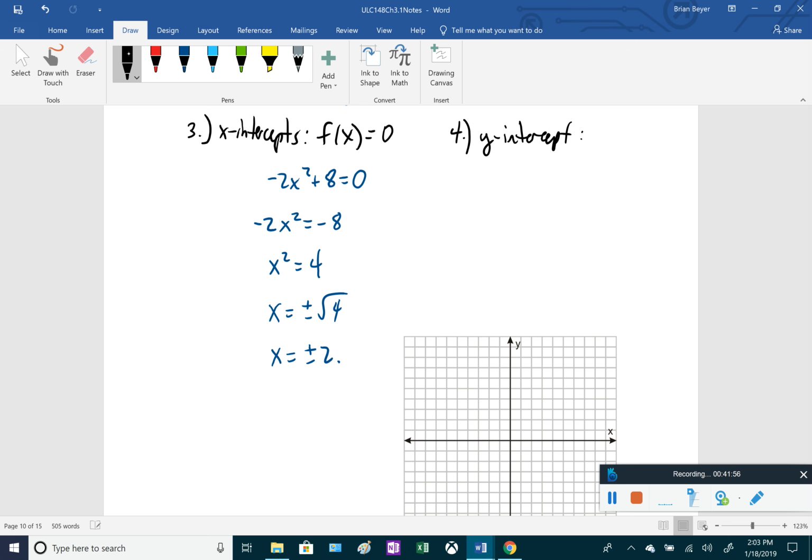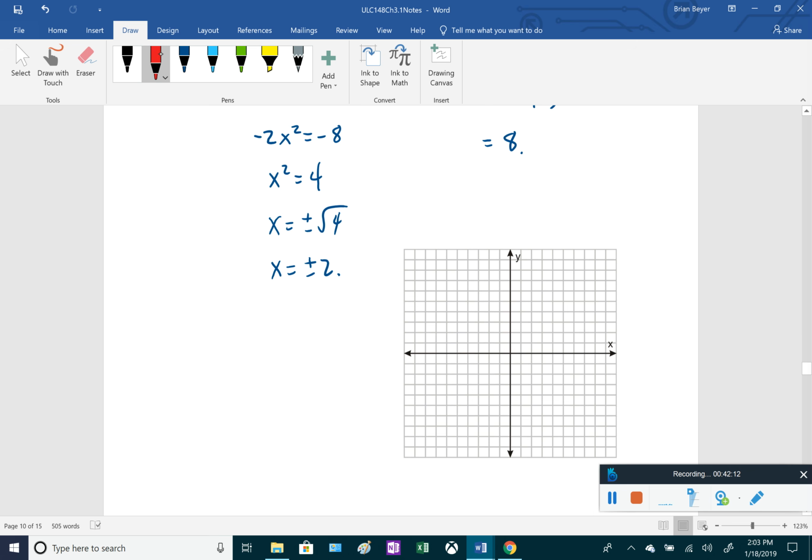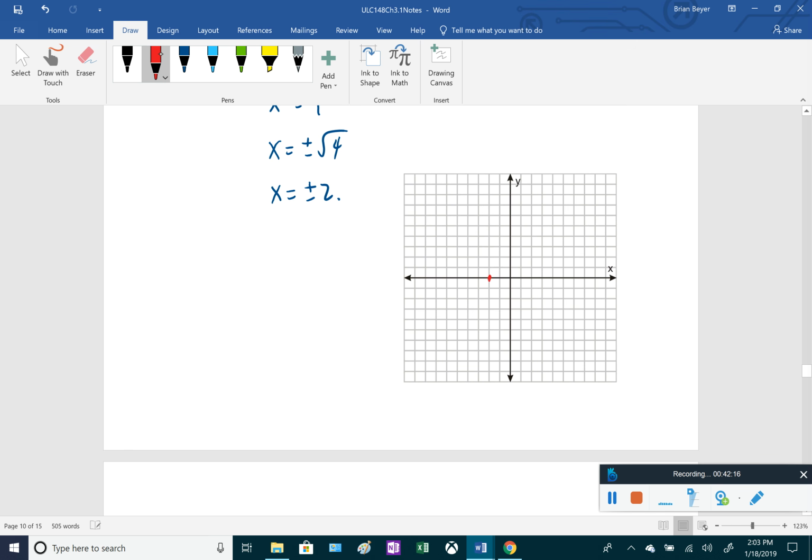Lastly, for the y-intercept, f of 0, plug in a 0: negative 2 times 0 squared plus 8 will give us 8. Okay, let's plot these points. So we get two x-intercepts, negative 2 and positive 2. Our y-intercept was 8, and that was actually our vertex. 0, 8 is our y-intercept, so that's also our vertex.